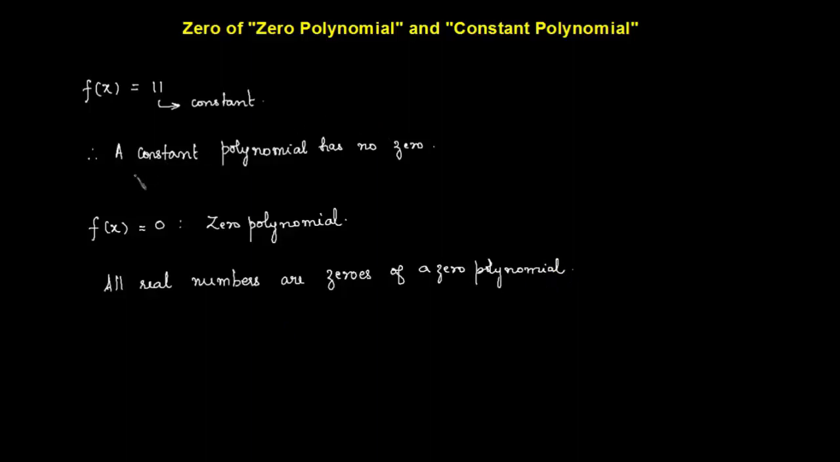So, we saw that a constant polynomial will have no 0 and all real numbers will be zeros of a 0 polynomial. Let us now see some more examples of zeros of a polynomial.